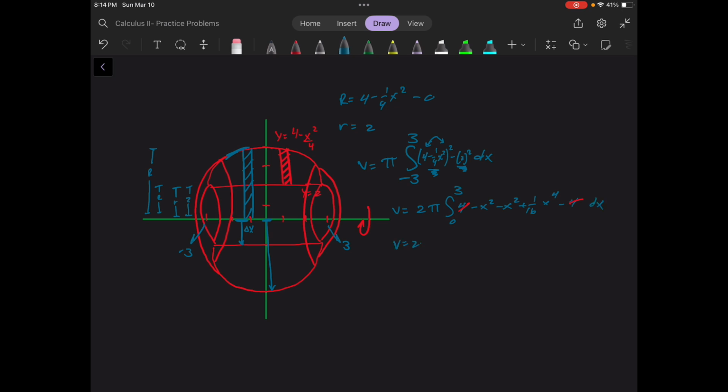And it looks like we have 2π integral 0 to 3 of 1/16 x to the 4 minus 2x squared dx. So this isn't that bad of an integral. When you integrate x to the 4, you're going to get x to the 5th, and we're going to divide by that 5 as well. So instead of a 16, it's 16 times 5, or an 80. And when you integrate x squared, you're going to get x cubed, divided by that new number, and evaluate at 3 and 0.